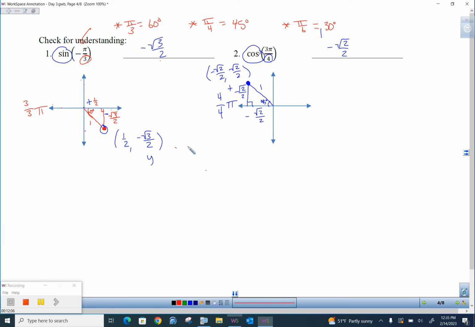Okay? For me, you don't have to write this ordered pair if you don't want. If you get comfortable, we know the sine is the y value. We just know it's that side of the triangle. Same thing here, cosine is the x value, so it'd be this side of the triangle for the answer.